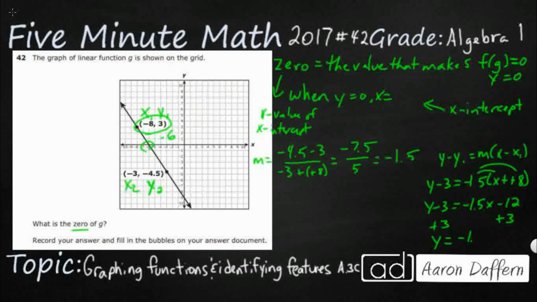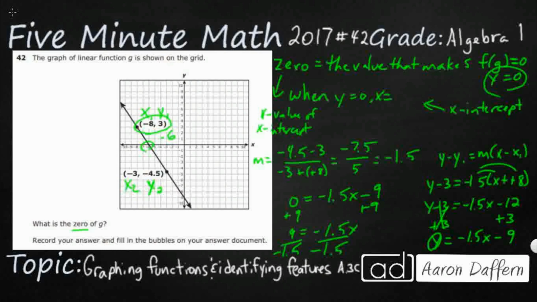y equals -1.5x minus 9. And so here's my question: what happens when y is 0? Let's just substitute this in with a 0. 0 equals -1.5x minus 9. So let's solve for x. We're going to add 9 to both sides. 9 equals -1.5x. Divide both sides by -1.5, and guess what you get? You do get -6. x equals -6. That's my 0.